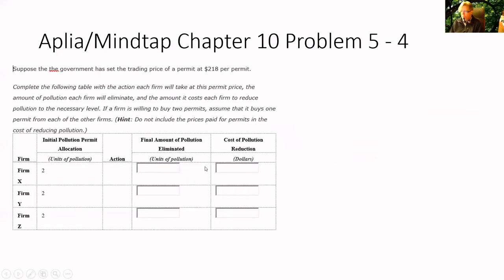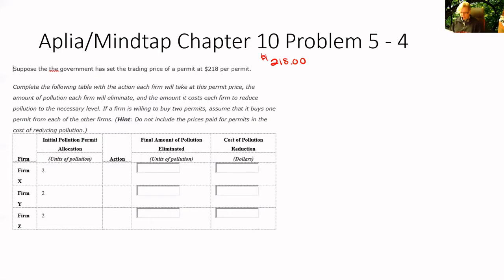Okay. Now's where it gets a little more interesting. So now the government sets a price of $218, and we're going to also do this cost-benefit analysis as well. This is where it gets very confusing, I think. Basically, it's saying that you want to use the units of pollution that we've previously calculated and then decide whether or not they're going to sell their pollution permit, or if they're going to buy, or if they're going to remain stable.